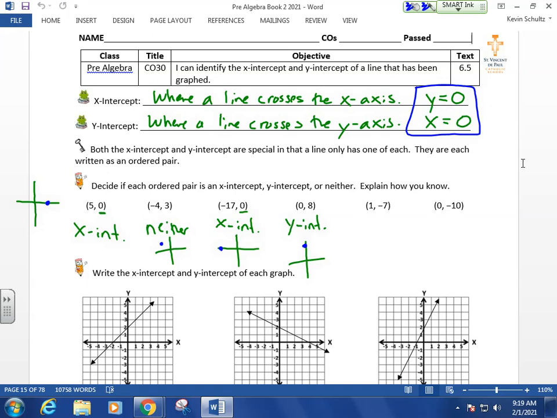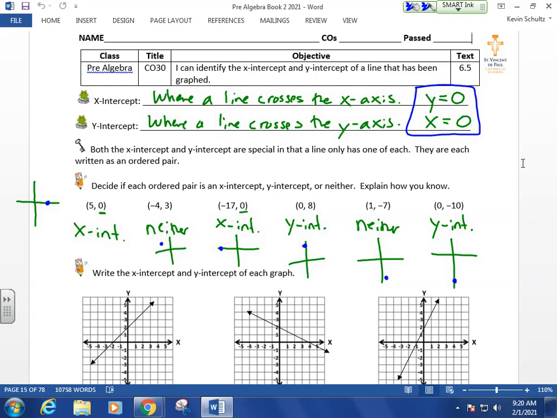1, -7, X, Y, or neither? Someone new? Anybody? Yes. Right, neither. Where's that point? Just visualize 1, -7. It's going to be right down there, not on either axis. And finally, 0, -10. The Y-intercept. 0, -10 is on the y-axis, 10 below the origin, and there we have it.